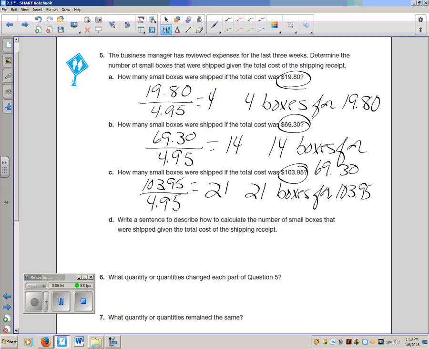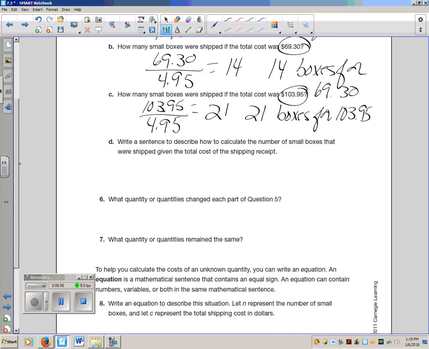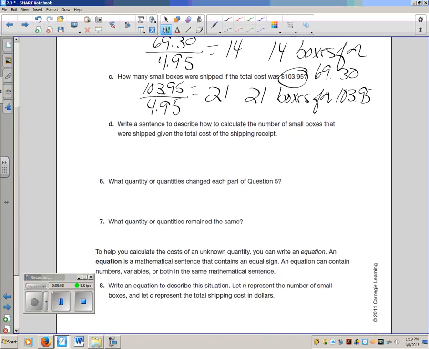Write the sentence to describe how to calculate the number of small boxes given the total cost. Total cost divided by cost of one box.